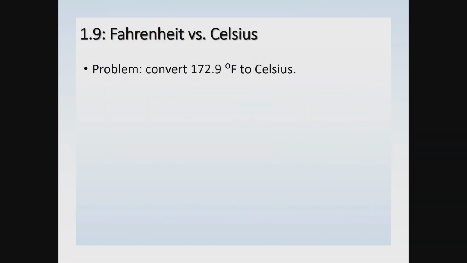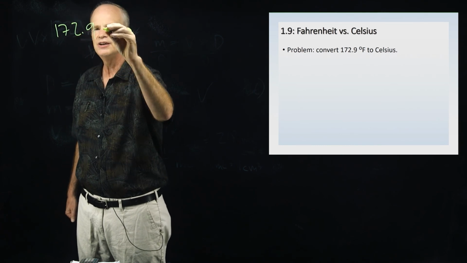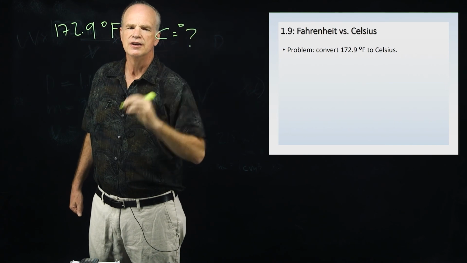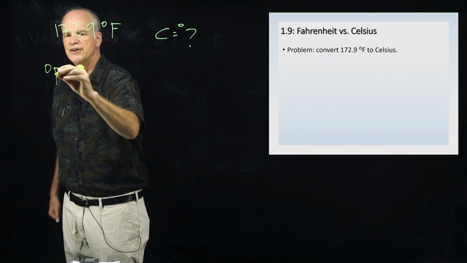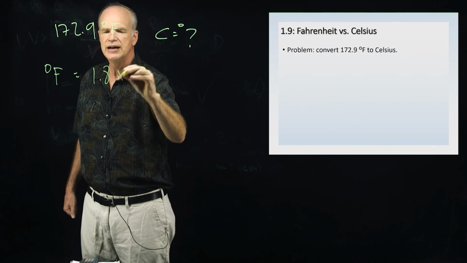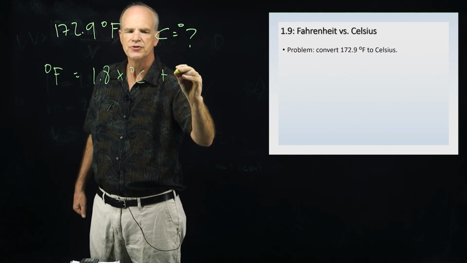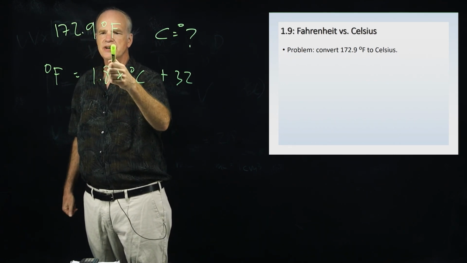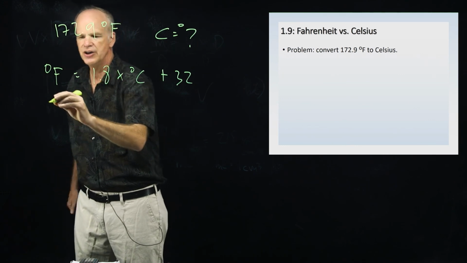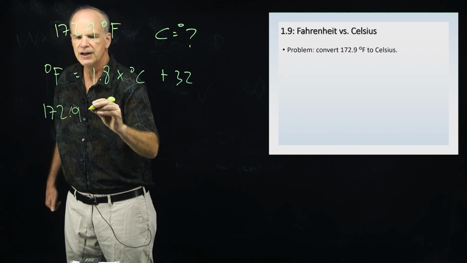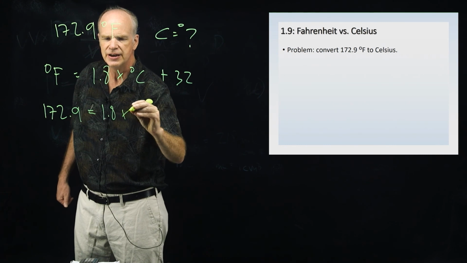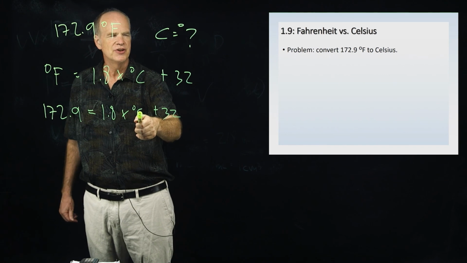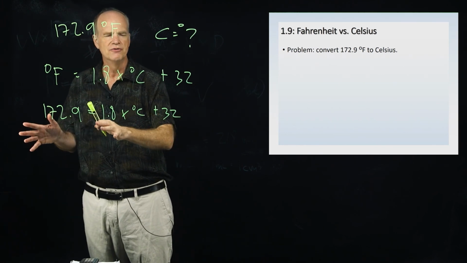Moving on, we have 172.9 degrees Fahrenheit, and we're going to get this into Celsius. And so the formula we're going to use is degrees Fahrenheit is equal to 1.8 times degrees Celsius plus 32. So what we want to do is plug in 172.9 for Fahrenheit and solve for Celsius. So it's 172.9 is equal to 1.8 times degrees Celsius plus 32. So what we have to do is isolate degrees Celsius, and so we have to get the numbers over to the other side of the equation.